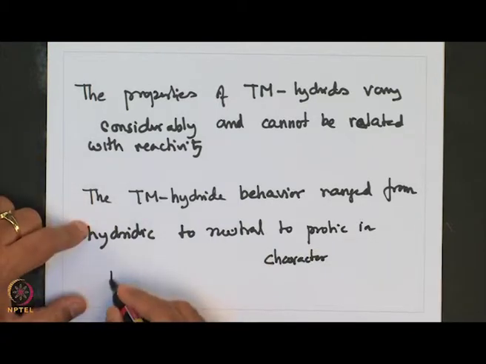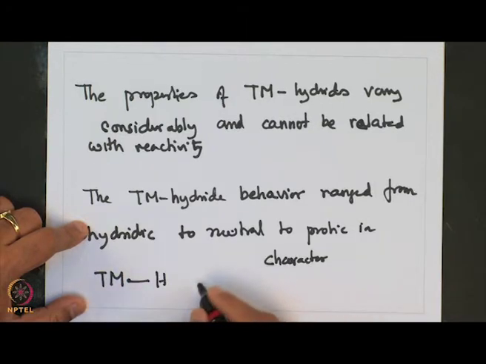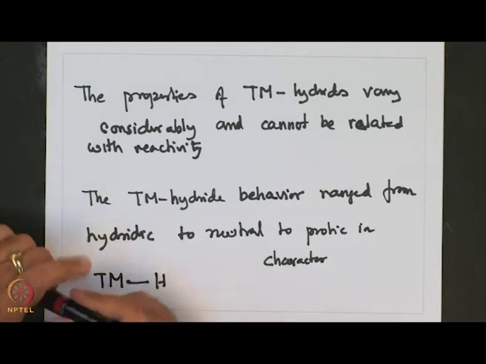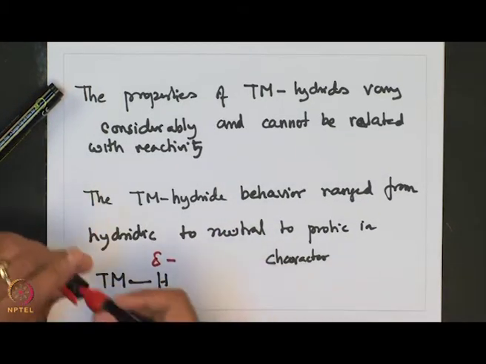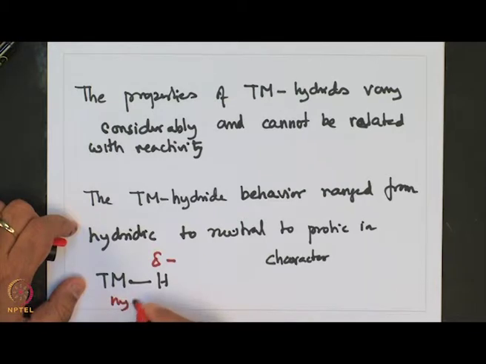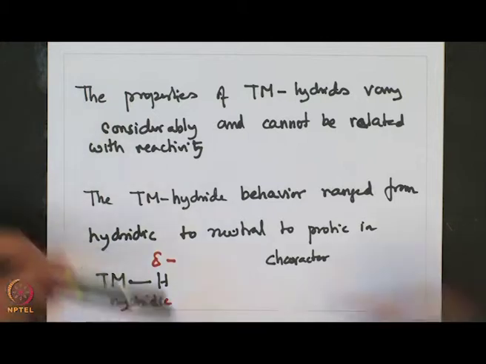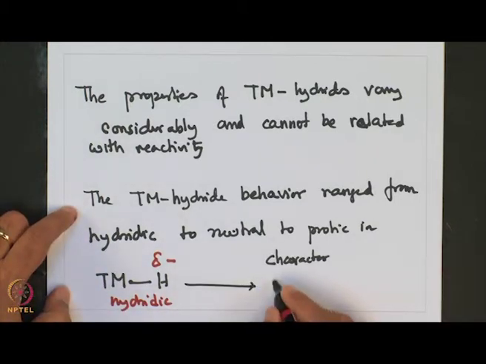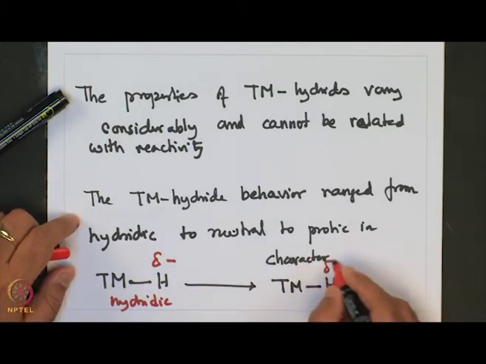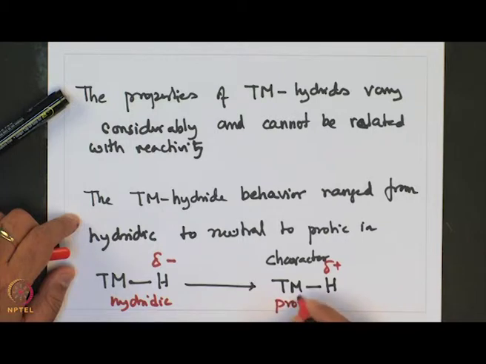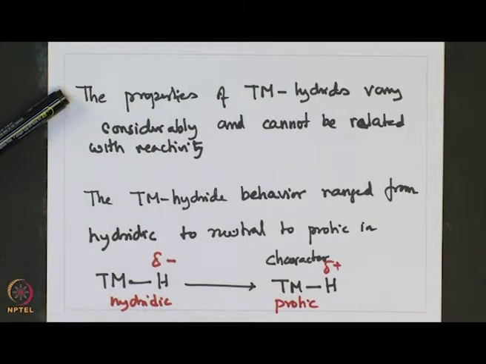So, what it says is that the transition metal hydride varied from H delta minus, which is hydridic, to H delta plus, which is protic in nature.